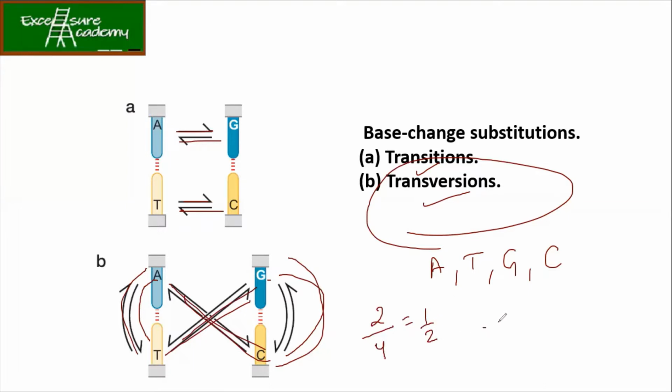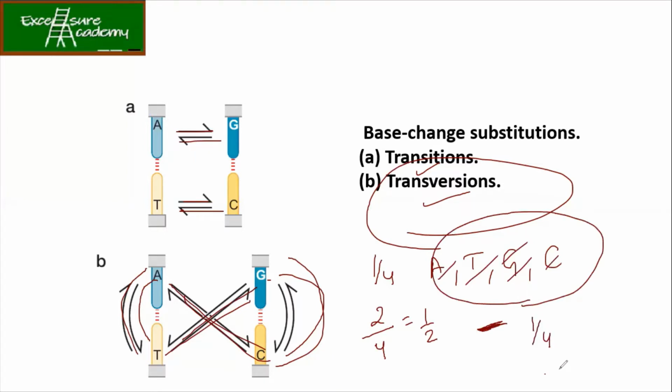Now, since we are talking about one position only, the probability of occurring of all these is going to be 1 by 4. Getting the point? It can be A, T, C, or G. So it is going to be 1 by 4 only, since I'm talking about one position.